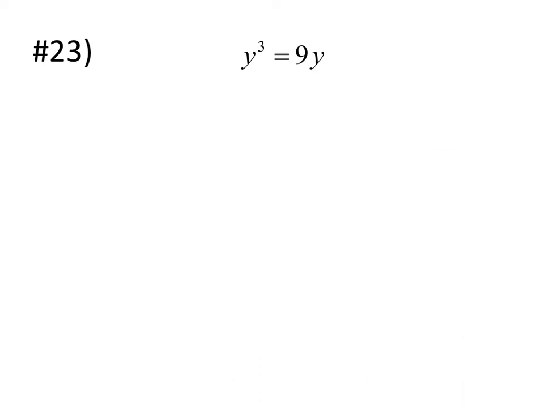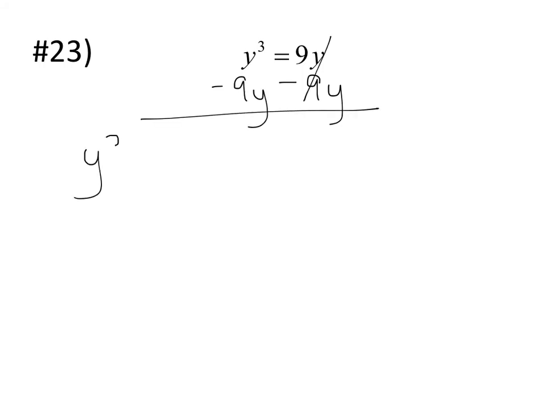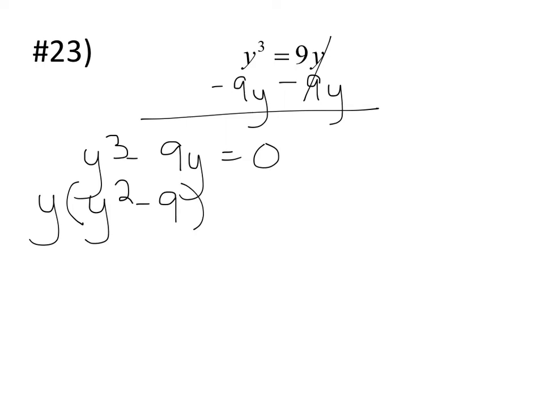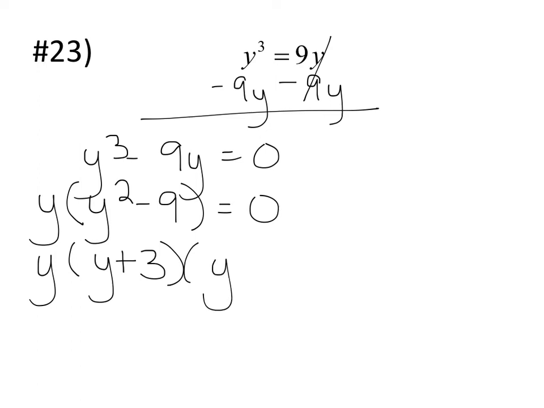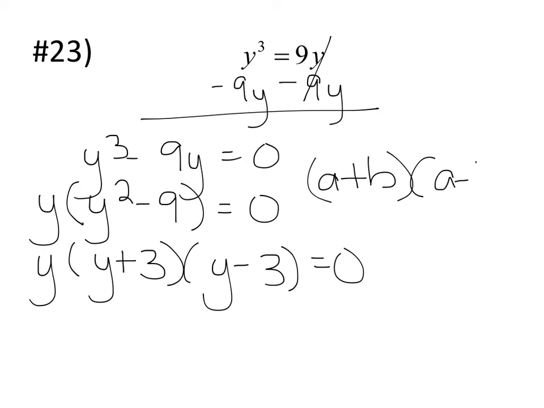Okay, first things first, you need to subtract 9y from both sides, so you're equal to 0. So you have y cubed minus 9y equals 0. Then you can factor out a y, because they have a y in common, leaving you y times y squared minus 9. Y squared minus 9 is difference of squares. So that leaves you y plus 3, y minus 3. Because remember, it's a plus b times a minus b. And the way that you get a and b is you take the square roots of these. So on this one, a would be y and b would be 3.